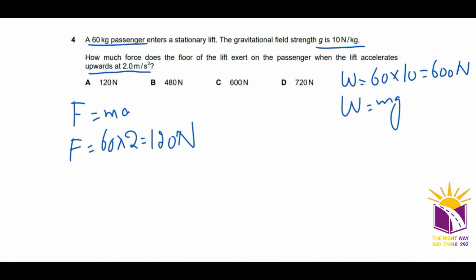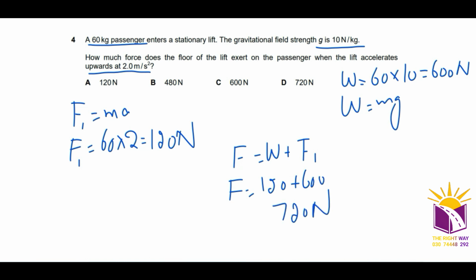So the floor has to lift the body and also accelerate it. So the total force will be equal to W plus F1. If I write it as F1, so the total force will be equal to 120 plus 600, which is equal to 720 Newton. So D is the right option.